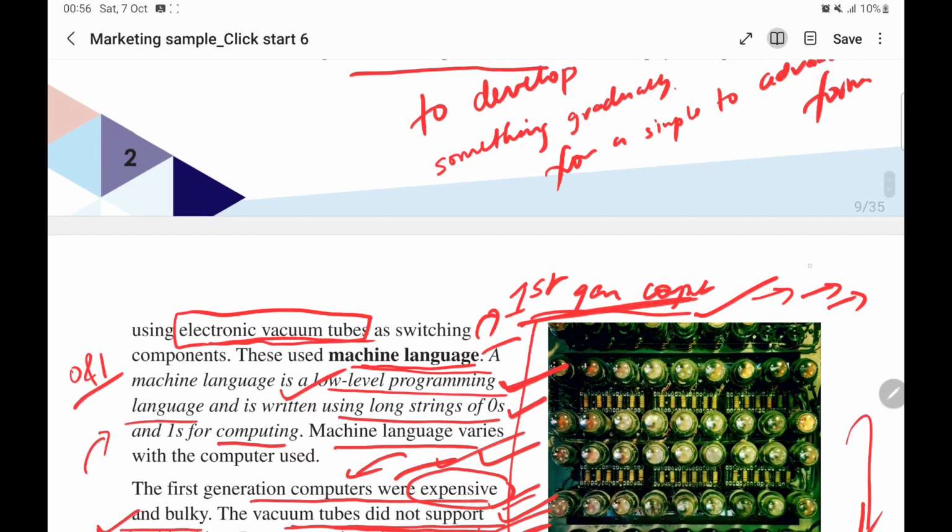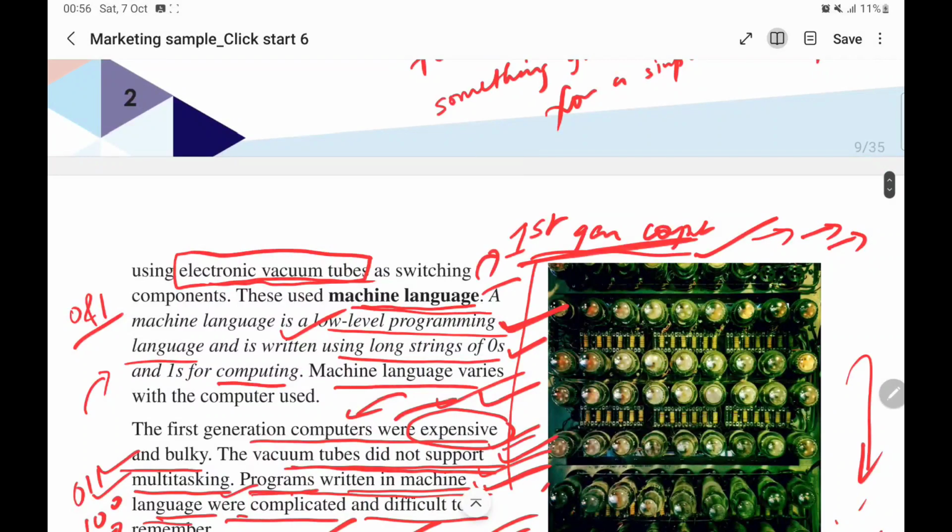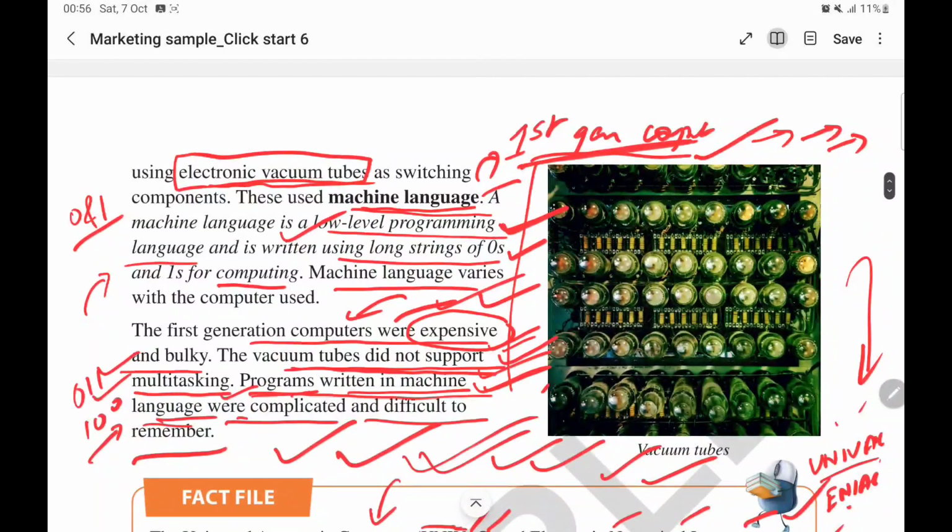But programming done with the help of machine level language was very complicated and difficult to remember, and these first generation computers were very expensive and bulky and did not support multitasking.